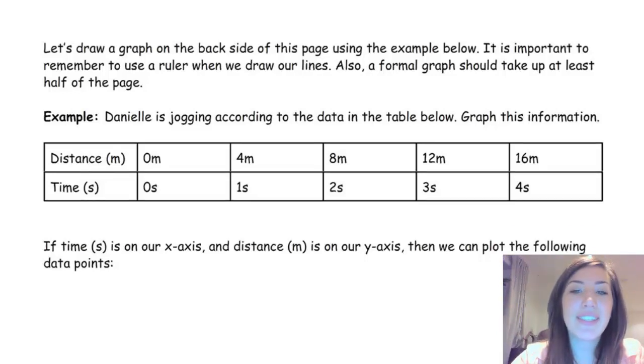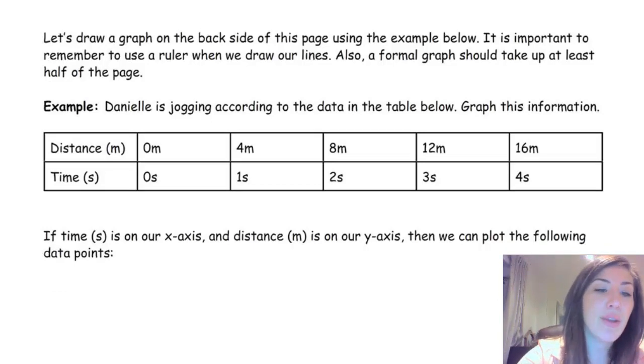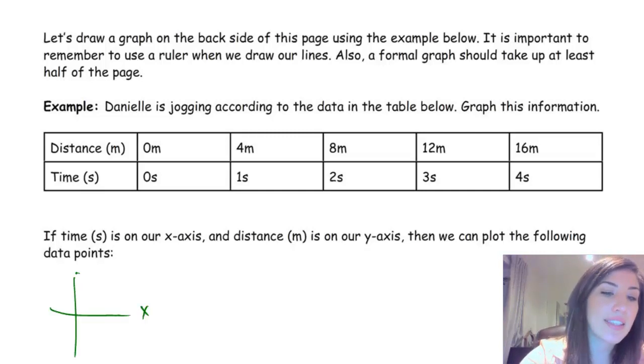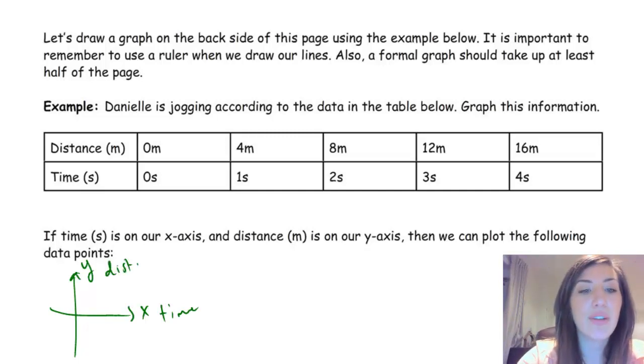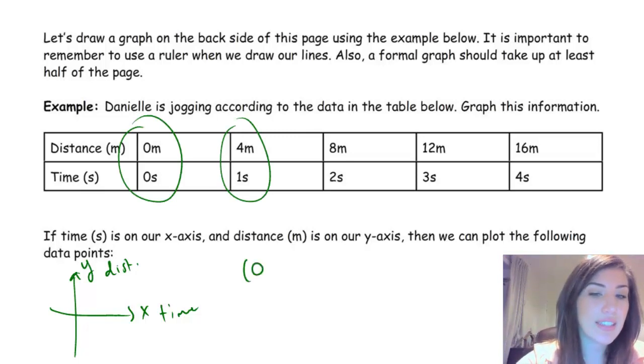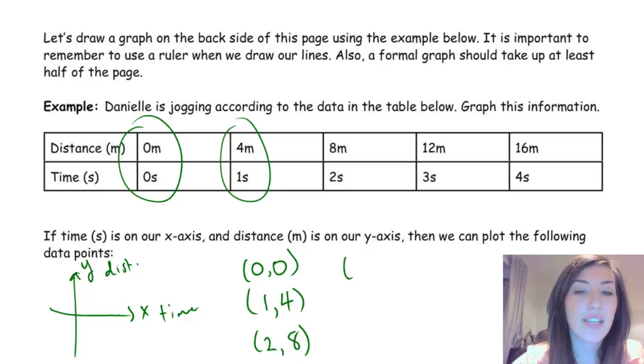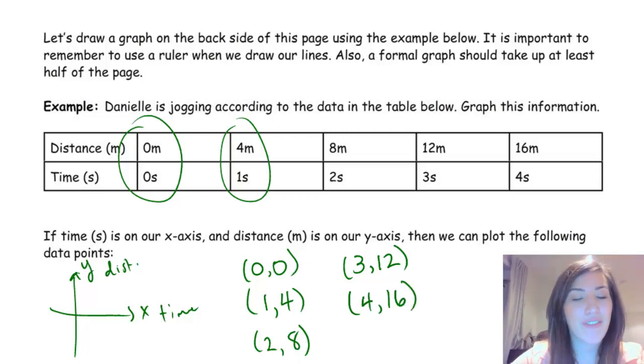So we have these data points that Danielle is jogging according to. So we have time and distance, and we want to have time on the x-axis and distance on the y-axis. So if we were to make these points into coordinates, then we would say, well, time goes first because it's x, and then distance. And then for the next one, time, 1 second, distance, 4. The next one, time, 2 seconds, distance would be 8. And for the next one, time is the x-axis, so it goes first, 3, then the y-axis second, and again x and y for our points. So these are the data points that we'll be using.